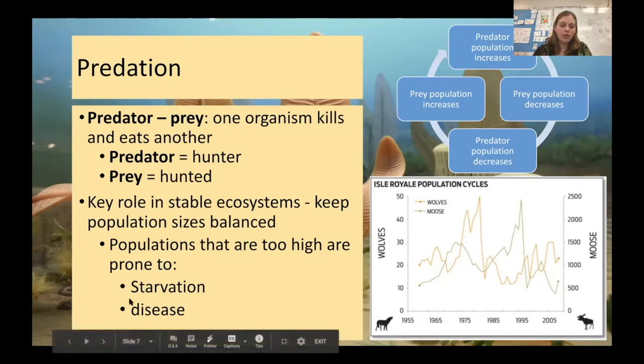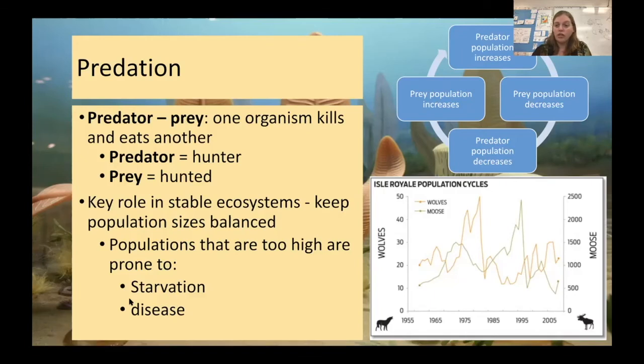Disease also spreads rampantly when populations are high. I think we're seeing a lot of that now, but we'll talk more about that kind of thing later.